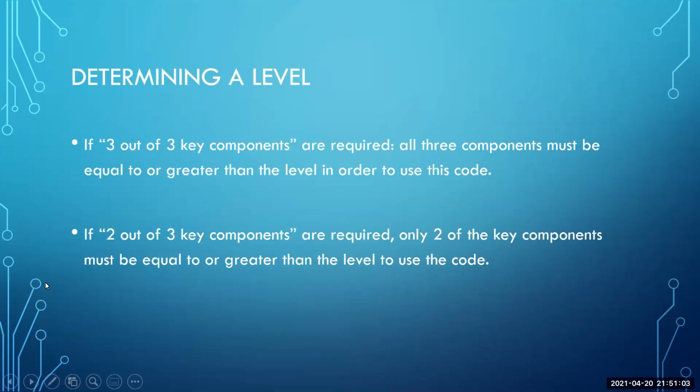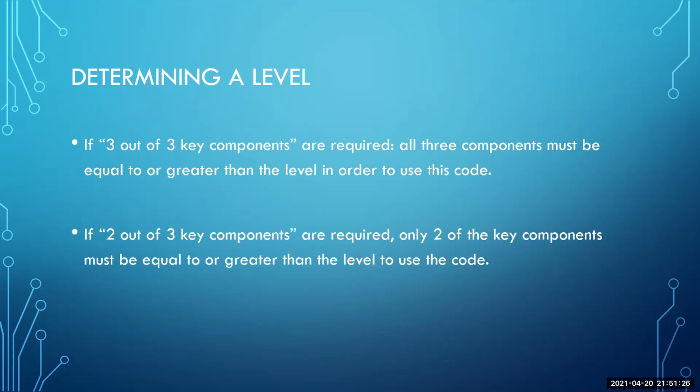So you might remember from the walkthrough video, I had you highlight the different sections' requirements, if it was 3 out of 3 key components were required or if 2 out of 3 key components were required. And when we get to actual application, this is where this really comes into play and is really important, okay?